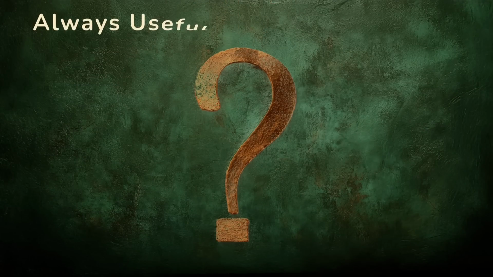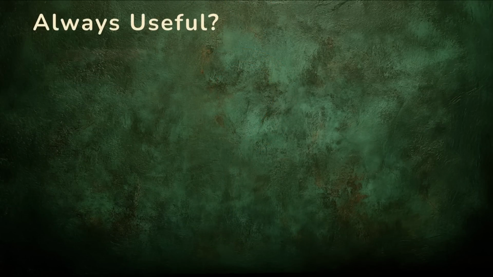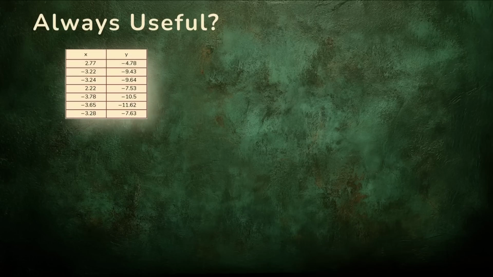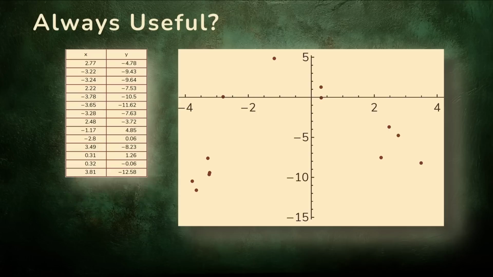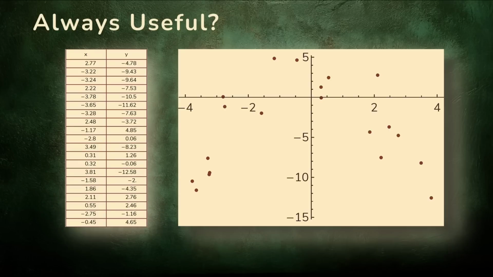But will it work for any dataset? Let's investigate. On the left, a dataset with 20 points. On the right, a scatter plot of those points. You might notice right away, this doesn't look like a line. It curves upward, then downward, a classic U shape. This is an important step in data analysis. Inspection. Is the trend linear?